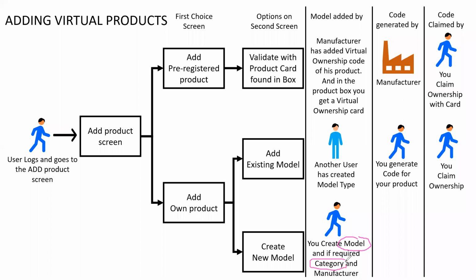They are already existing. But in some cases, you may find that neither the category exists nor the manufacturer exists. So you can add a new category, a new manufacturer, and a new model. And then it will go through a review process to confirm that indeed a model like this exists, and that you are the first user creating it. So we are not going to cover this part today. We are going to cover only the second option here, which is creating virtual ownership from an existing model which is there on GEOOWN.